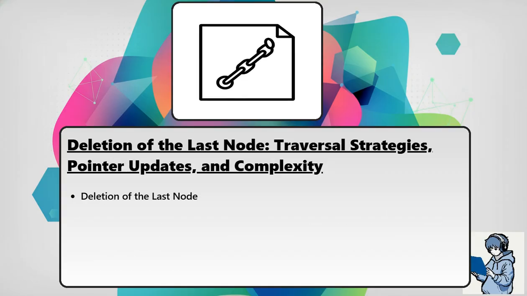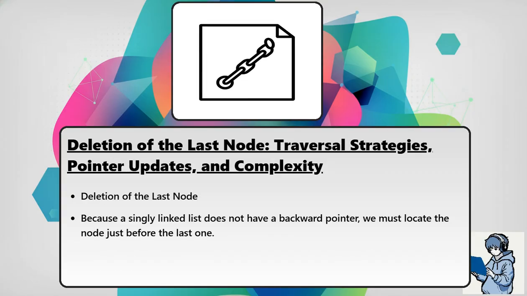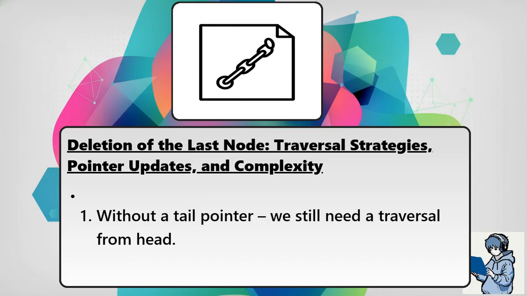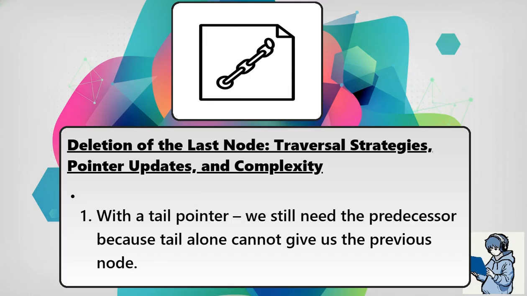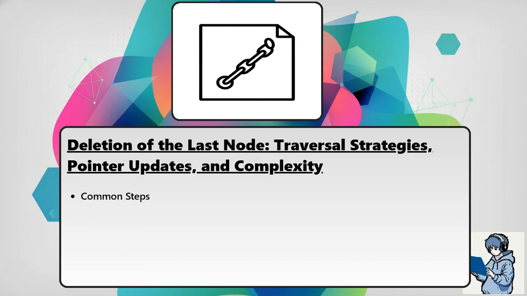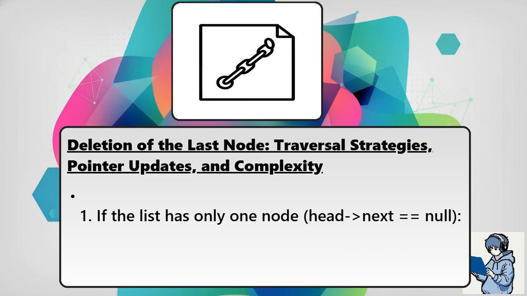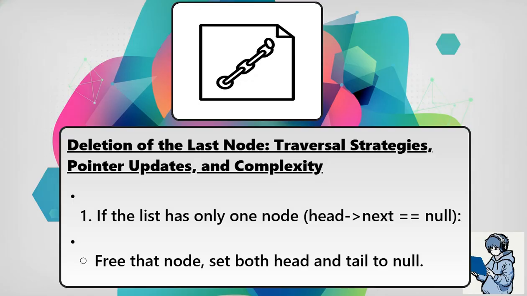Deletion of the last node. Because a singly linked list does not have a backward pointer, we must locate the node just before the last one. Strategies. 1. Without a tail pointer, we still need a traversal from head. 2. With a tail pointer, we still need the predecessor because tail alone cannot give us the previous node. Common steps. 1. If the list is empty, error. 2. If the list has only one node, head->next equals null: free that node, set both head and tail to null.